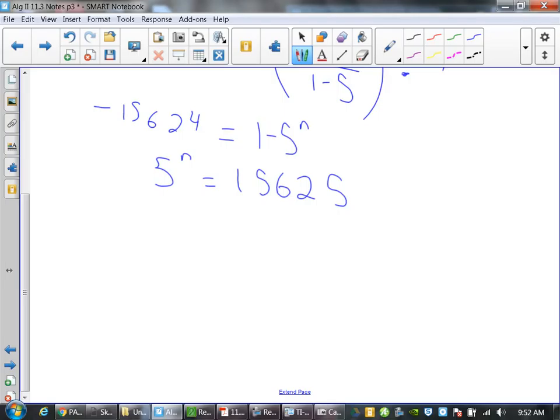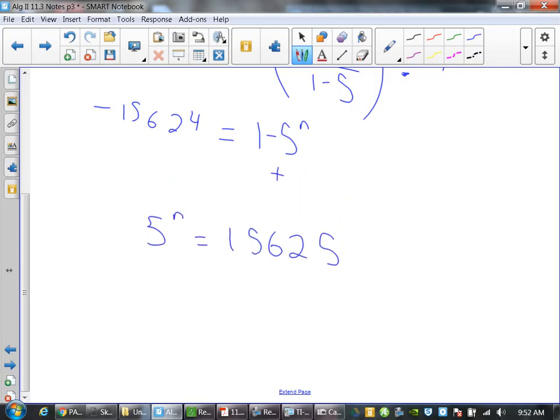How do you get the exponent to drop, remember? Yes, ma'am? Why would it? What's that? Wait, how come? I added 5 to the n and I added this 15,624 to the other side because I want to have those positives, that's all. Oh. What was it, Kobe? Log base 5. Good. I take log base 5 of both sides.